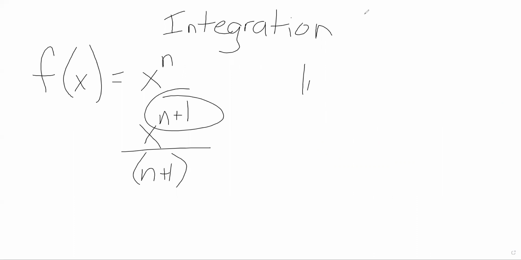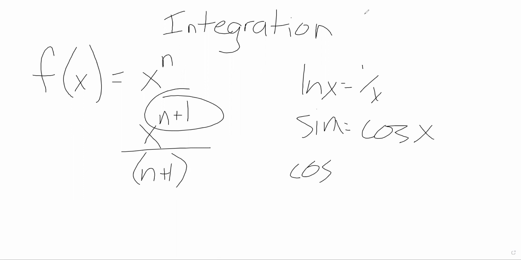I'll just, off the top of my head, I know you need to know this one. So this would be 1 over x. This would be cosine of x. This equals negative sine of x. What else is there? There's e to the x. And then there's a 5th one, but I'm blanking on it. If it comes back to me, I'll bring it up.